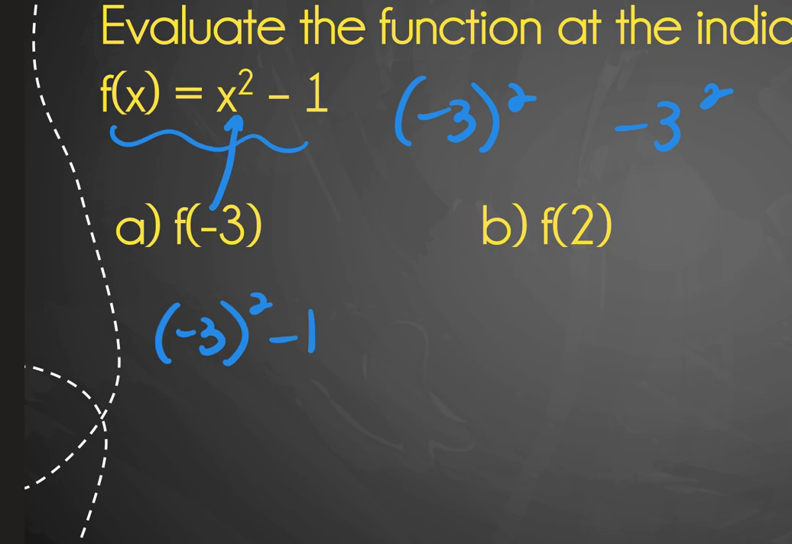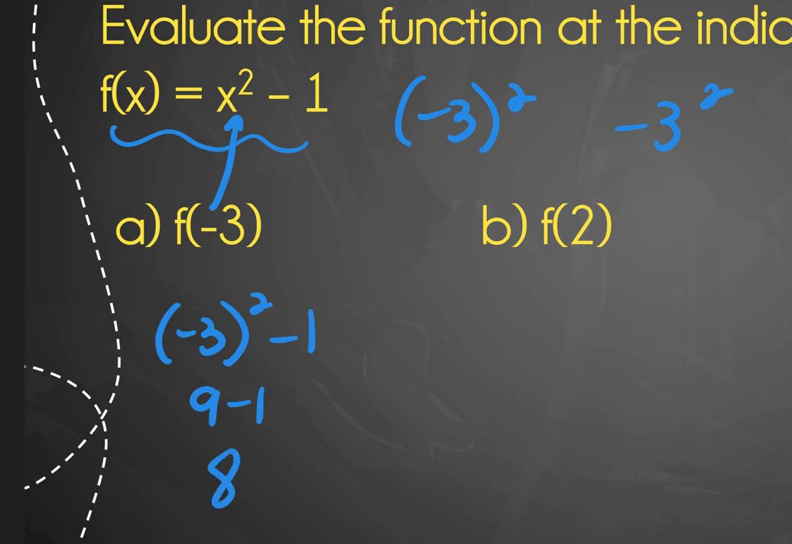Good. First one is positive. Second one is negative, right? If there's not parentheses, then we square the number first and then take on the negative. So those do not mean the same thing. So you got to make sure you plug it in inside parentheses. Now this becomes positive 9 minus 1, which is 8.